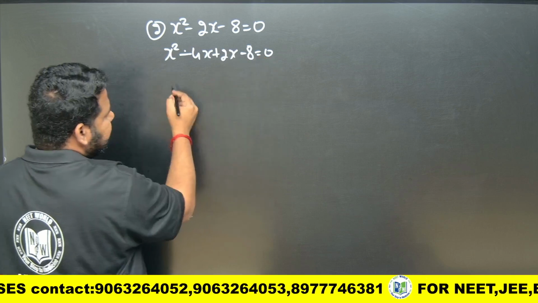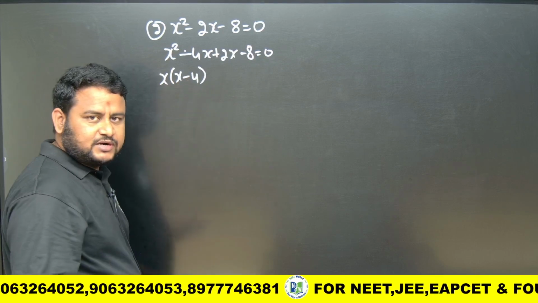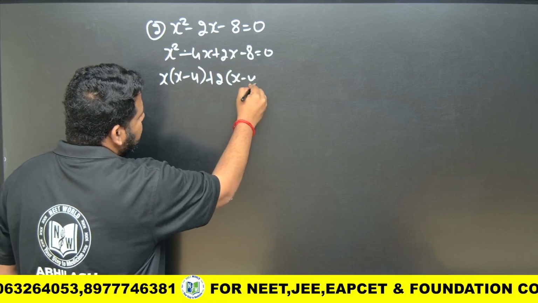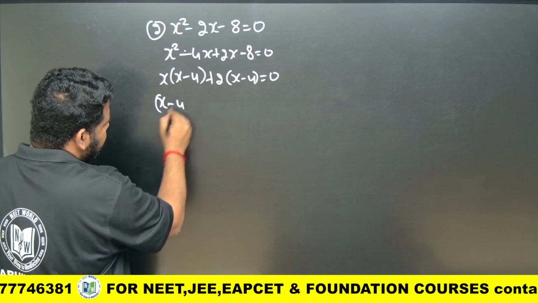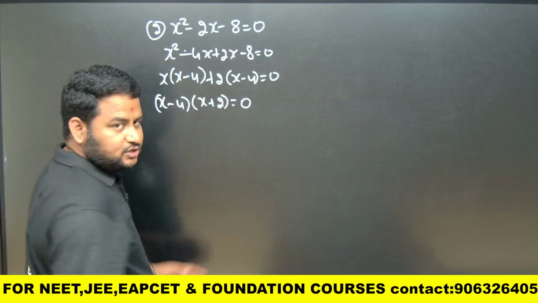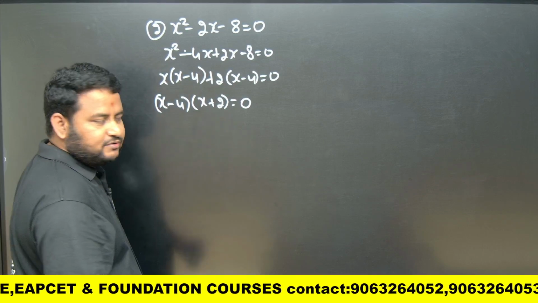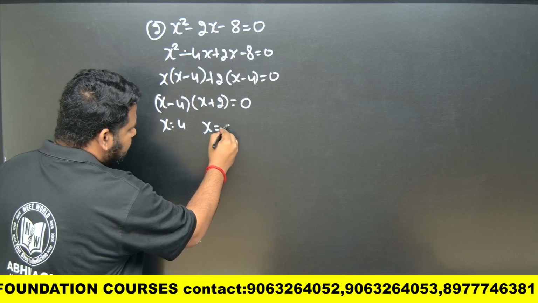Okay. Now what can I do? I should take x common: x into x minus 4. Next, here 2 into x minus 4, taking 2 common, now x minus 4 into x plus 2 is equal to 0. Now we have to equate each of these factors to 0. We will get x is equal to 4 and x is equal to minus 2.